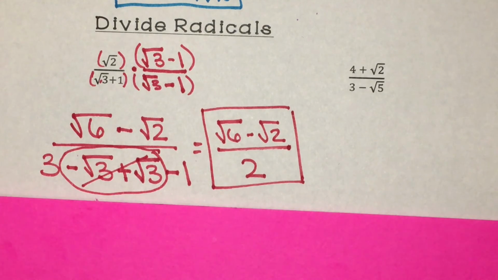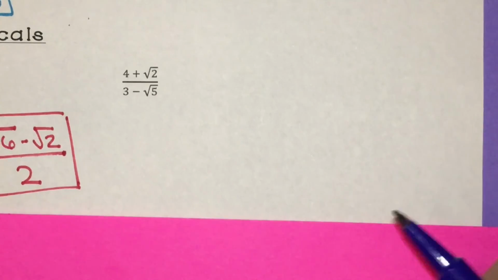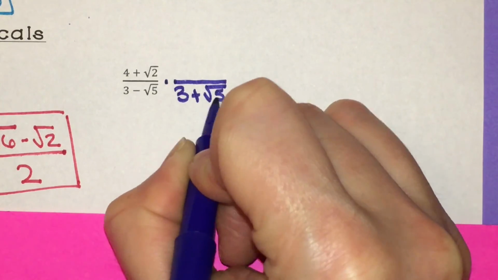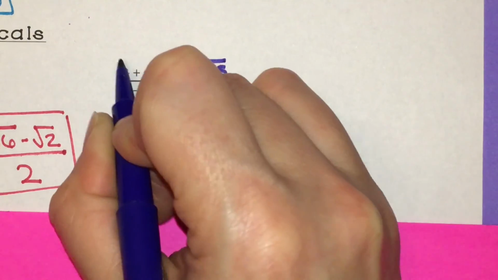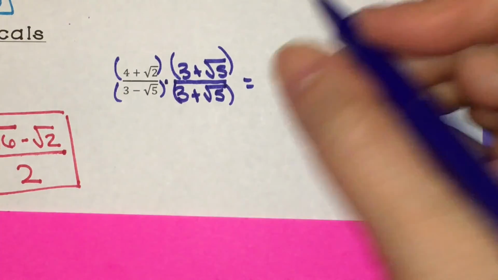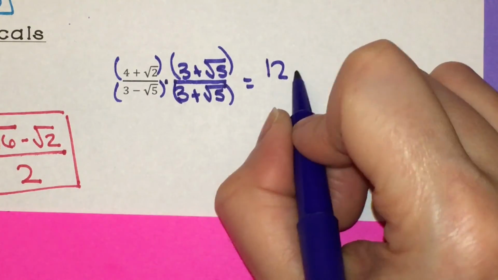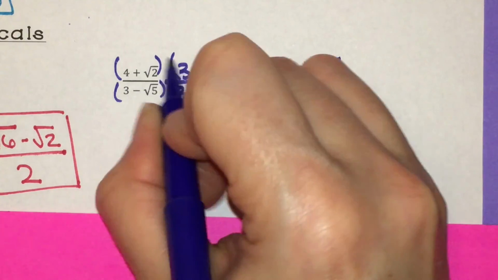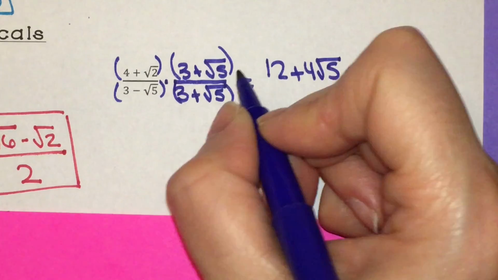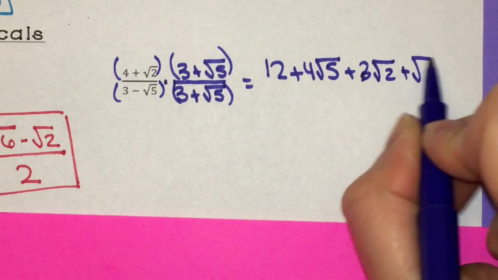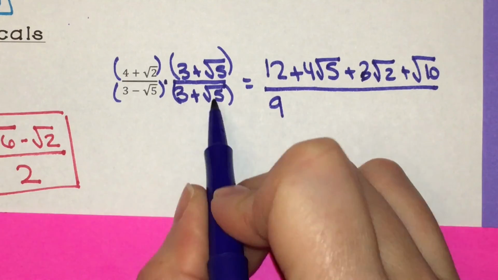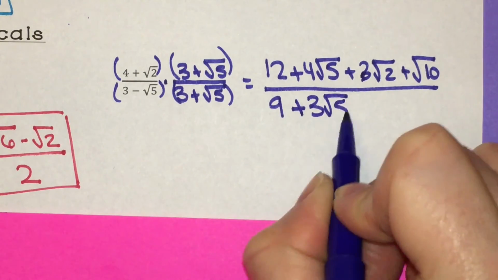Do one more. Okay, I'm going to multiply top and bottom by the conjugate of the denominator, which would be 3 plus the square root of 5. Again, treat these as parentheses. 4 times 3 is 12. 4 times the square root of 5. Square root of 2 times 3. And square root of 2 times the square root of 5 is square root of 10. Over 3 times 3 is 9. 3 times the square root of 5.